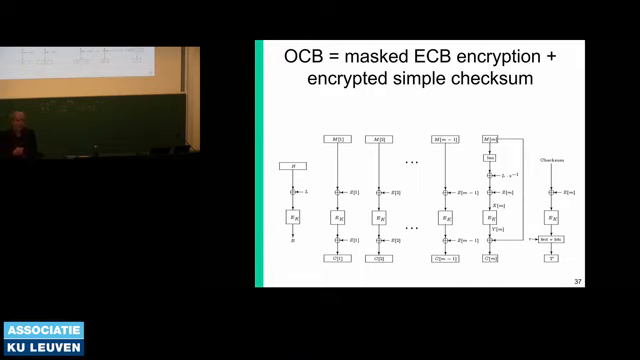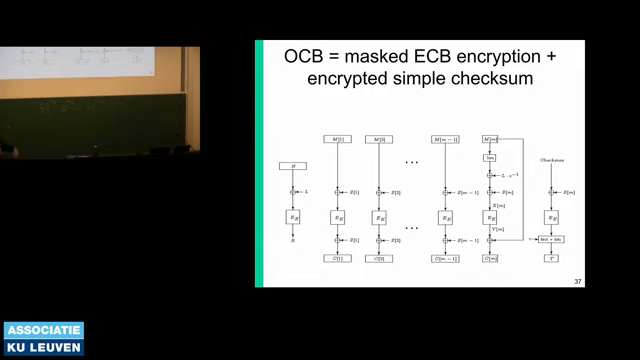Again, you don't have to know those things by heart. It's good that you have seen them once and you can look it up. OCB mode is actually ECB mode. So at the core, there is just ECB, which means block by block. But then you XOR to every block a different constant before and after the encryption.